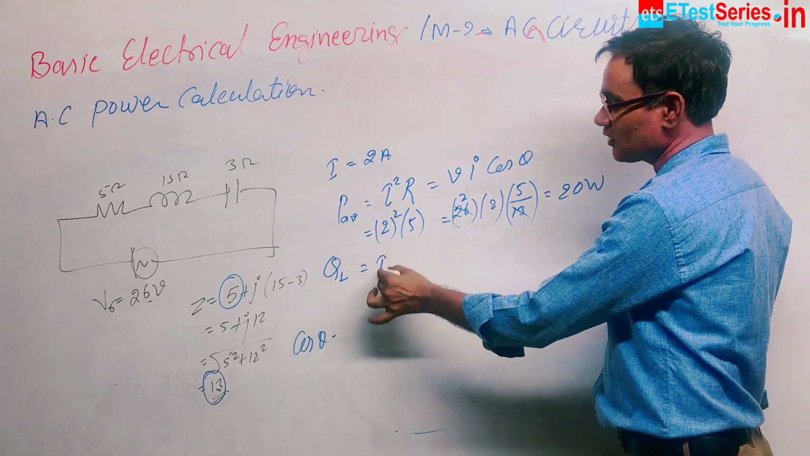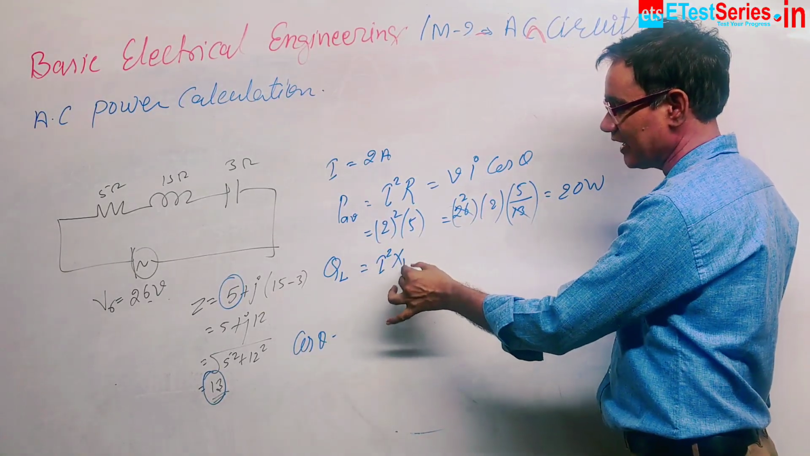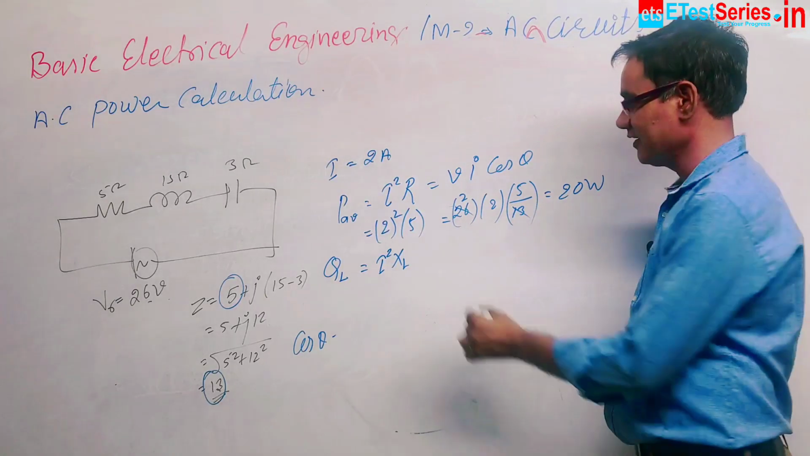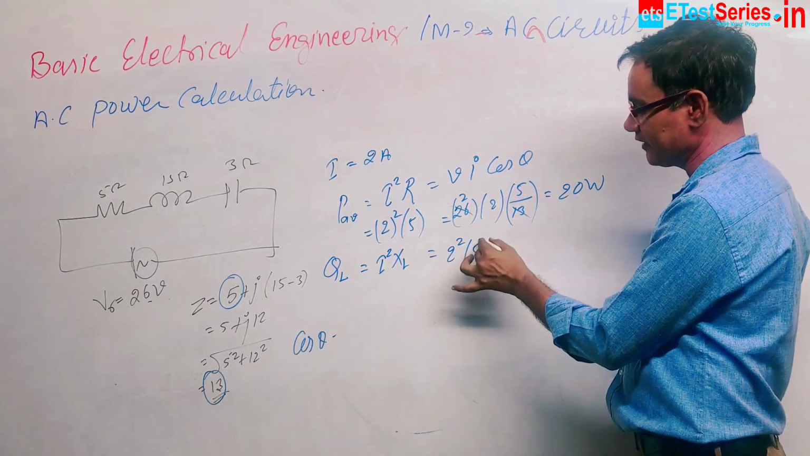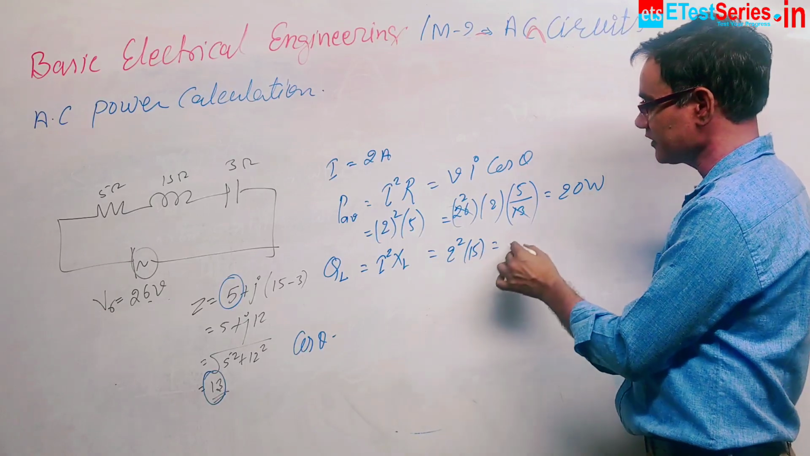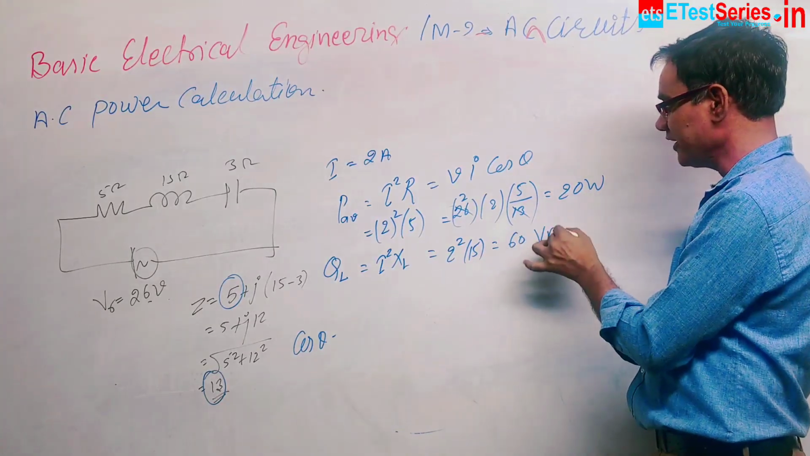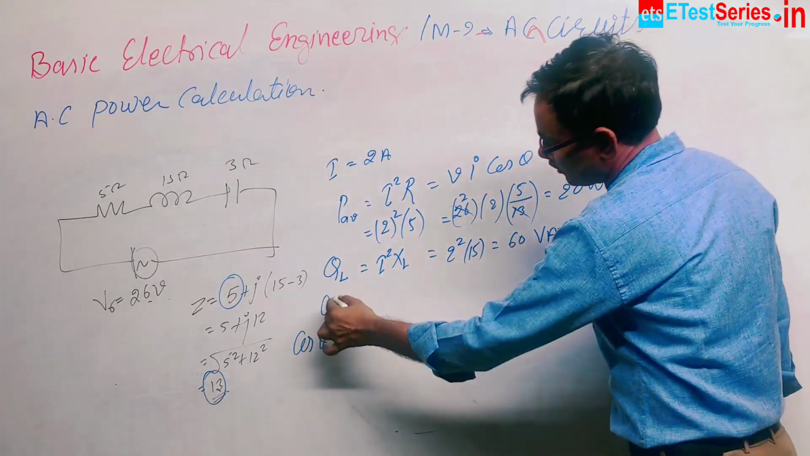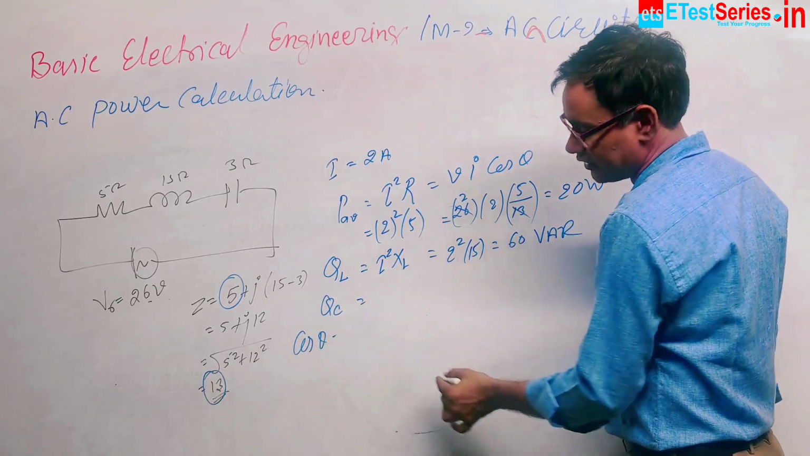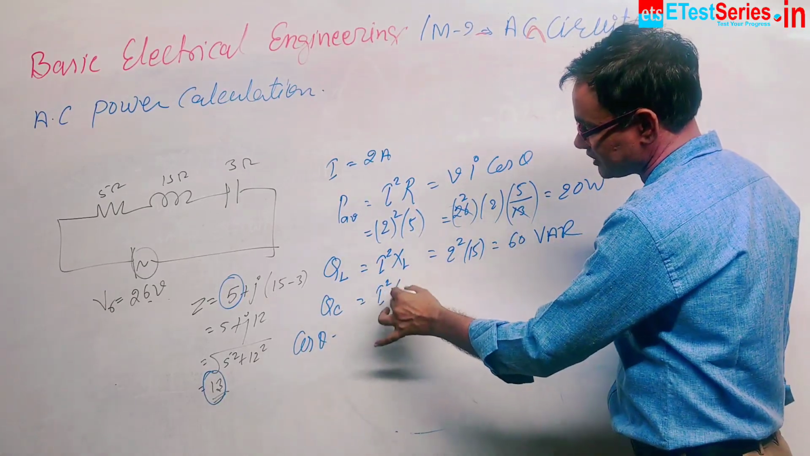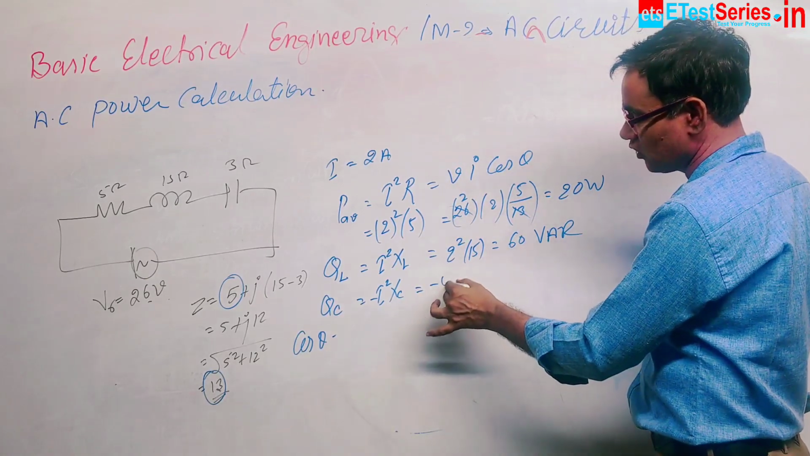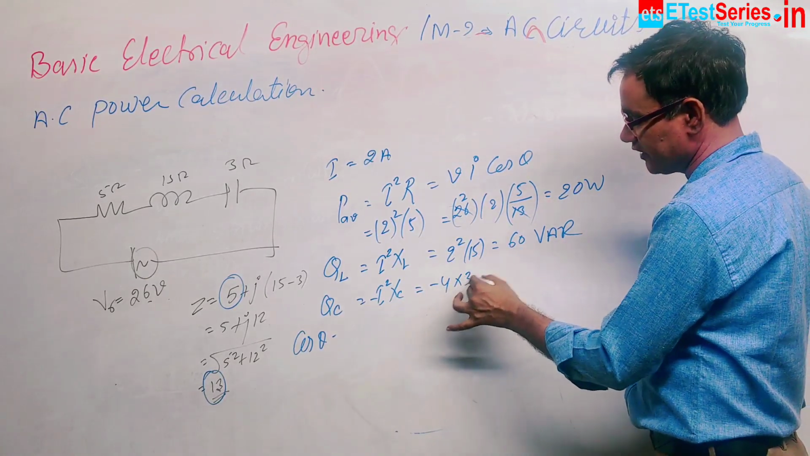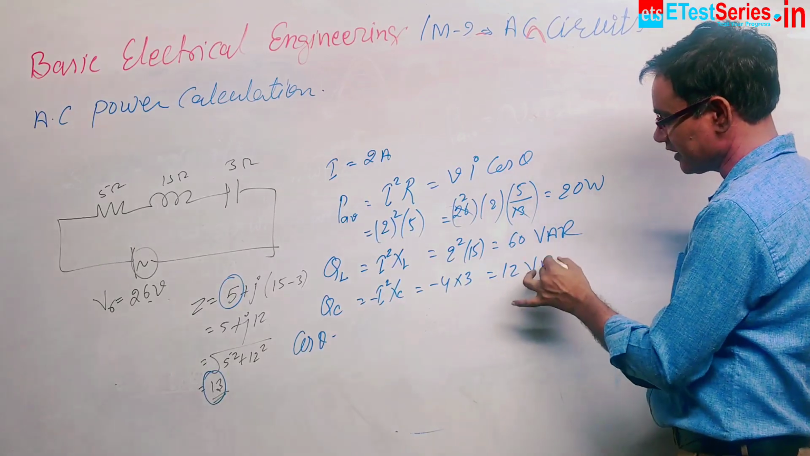The inductor's reactive power is equal to I square into XL. Here I is 2, so 2 square into XL, which is 15, so 4 into 15 is equal to 60 VAR. The capacitor's reactive power is equal to I square into XC. It is always negative, so it is minus I square into XC, which is 4 into 3, so it is 12 VAR.